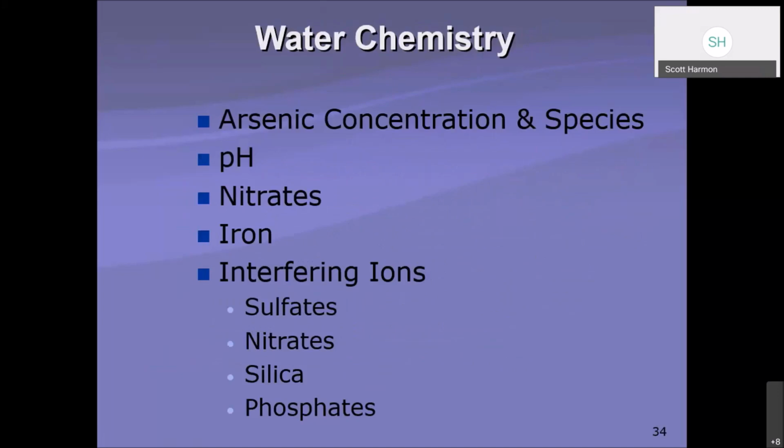So water chemistry and the makeup of your water is important when we're dealing with arsenic removal. So arsenic concentration is important, the pH levels, nitrates, iron, interfering ions, so things that could interfere with your ability to effectively remove the arsenic. So here's some of the things that had to be taken into account on a selection process of what type of removal system that you would use.